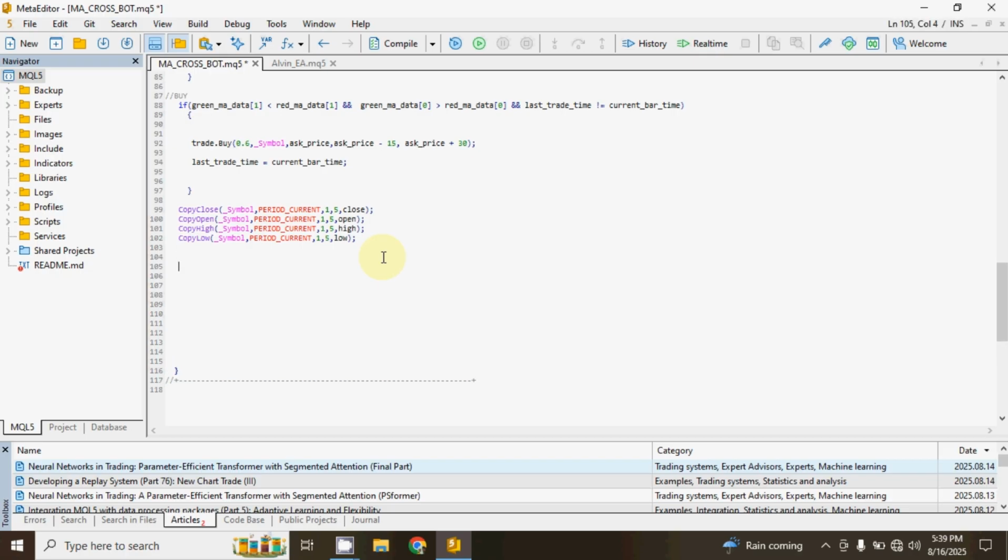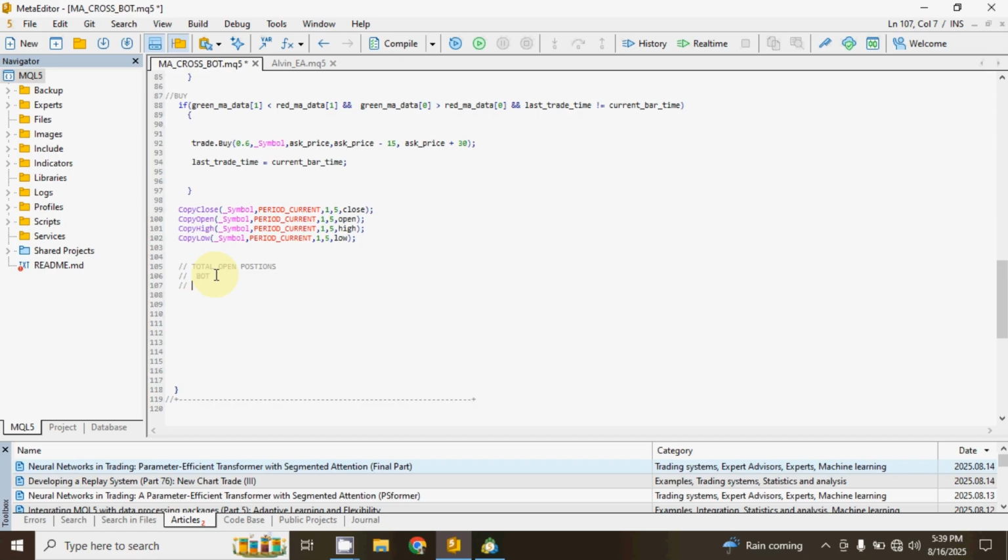Now, to set the trailing stop, I'm going to show you the steps that we are going to take. The first thing we are going to do is check for the total open positions. Once you check total open positions on the account, the next step is we are going to check which position is opened by the bot itself.